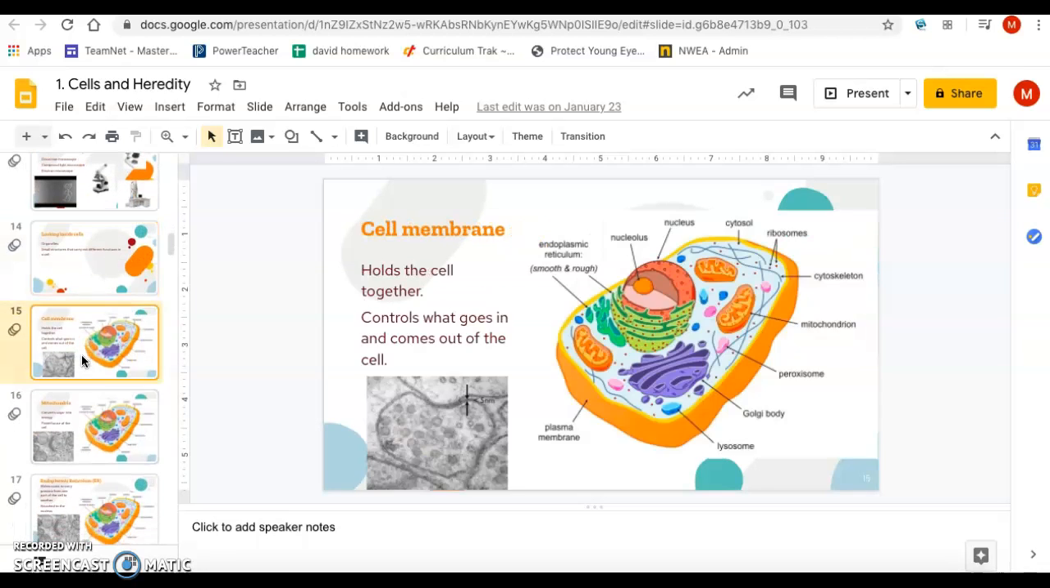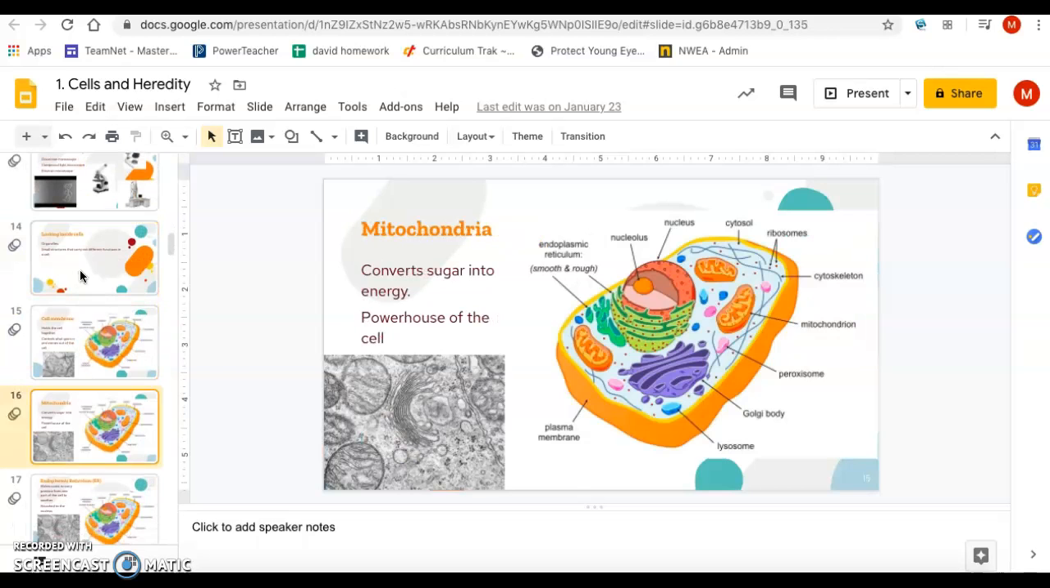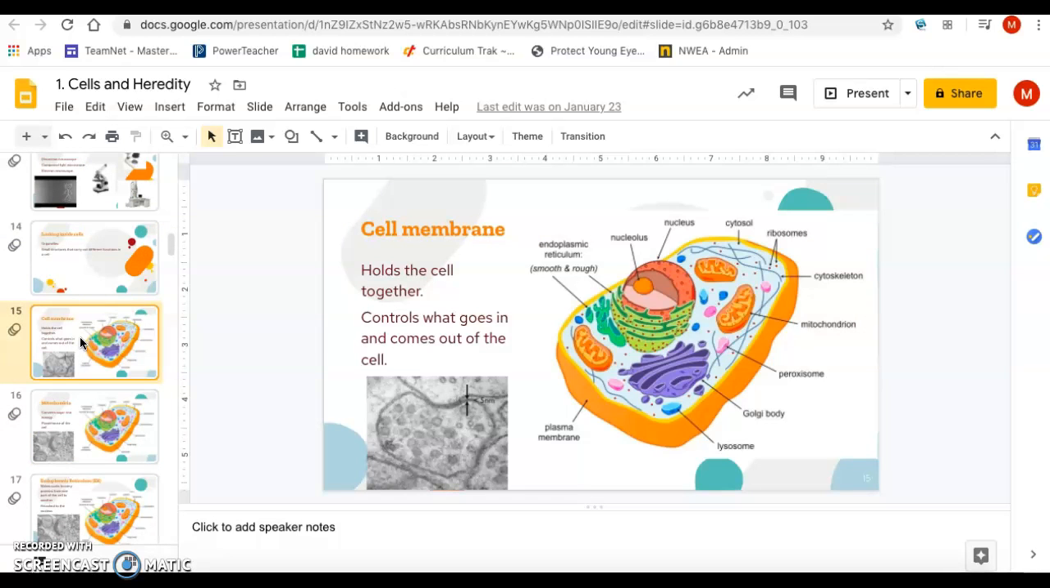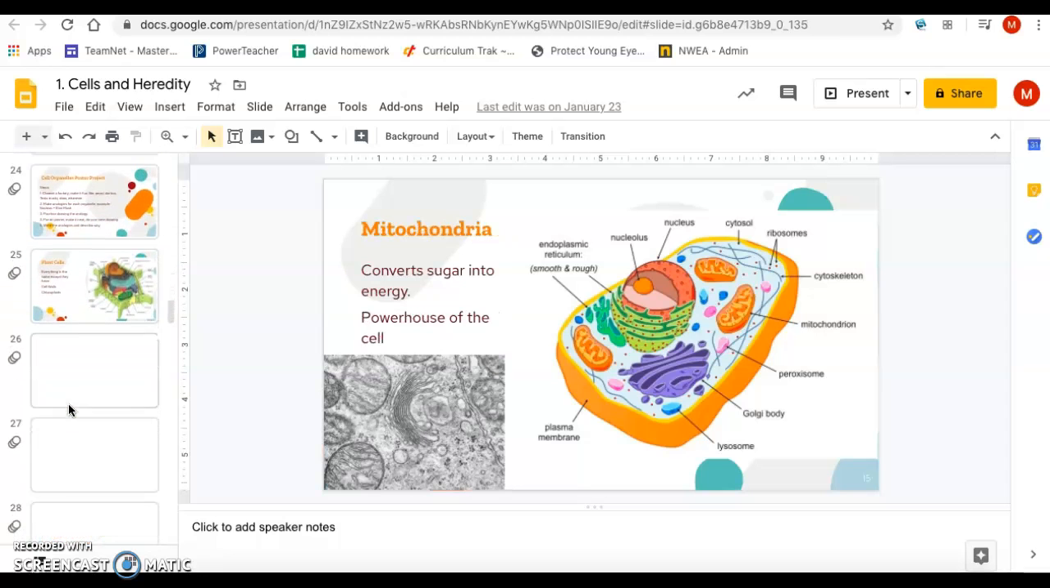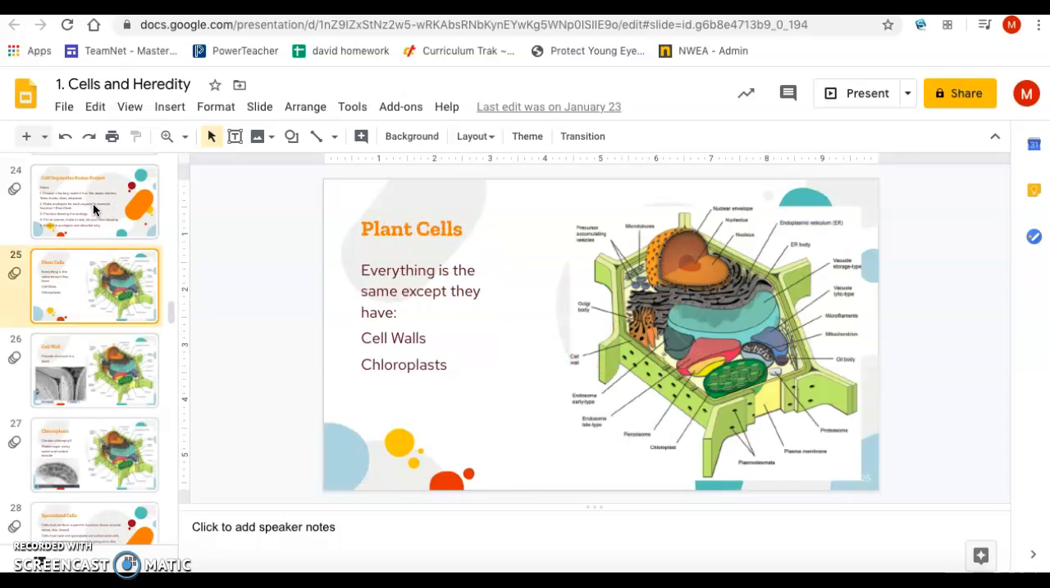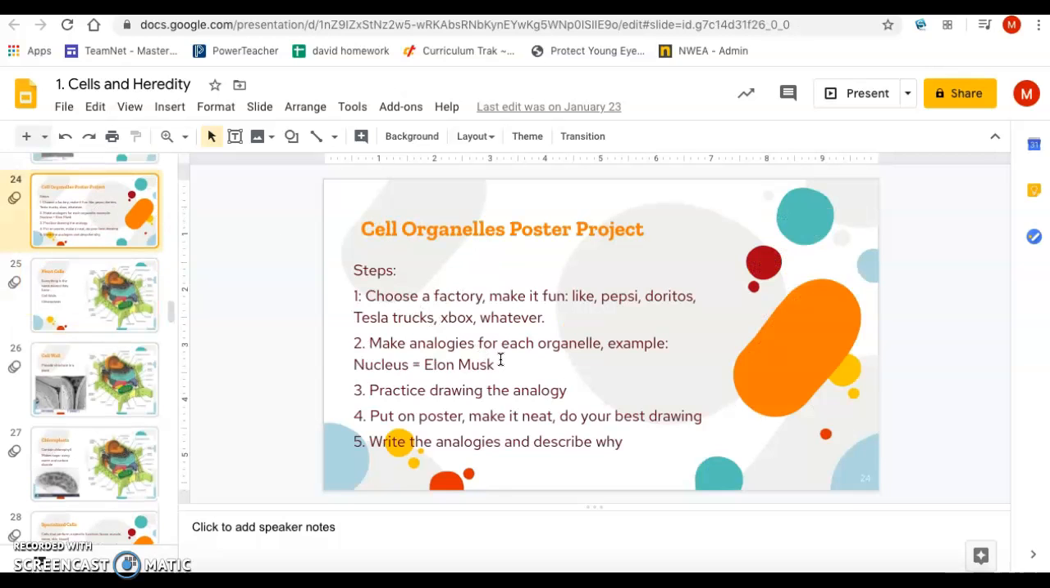Okay. Then we get into cell organelles, and I believe I had them do a quick little web quest first to do some research and get used to it before we went through the notes, all the different notes on the animal cells, and then we did a poster project. We did plant cells as well here, and so they would choose a factory and they would make analogies and put that on their poster. They would draw half of one thing and half the other.